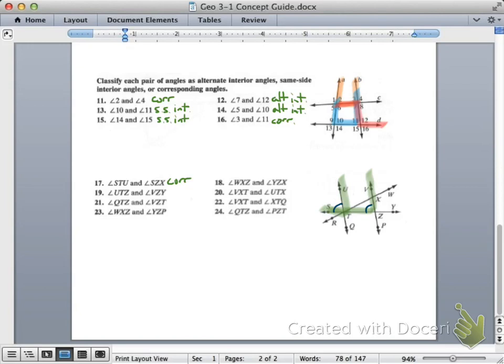Go ahead and try these last 7, see how you do. All you're doing is determining which type they are. Pause the video. All right, so SSI, same side interior, corresponding, alternate interior, etc. Those are the abbreviations. And we will work more on this.